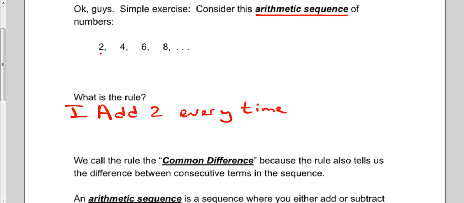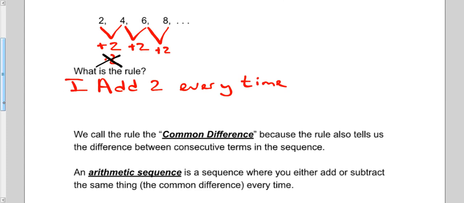Well, to go from 2 and get to 4, I could do two things. I could either add 2 or I can multiply by 2. But to get from 4 to 6, I could add 2. Can I multiply 4 by 2 to get me 6? No, 4 times 2 would get me 8. So I can effectively cross this one out and go back to plus 2. Does plus 2 give me 8? I start out with 6, add 2, do I get 8? Yes, I do.